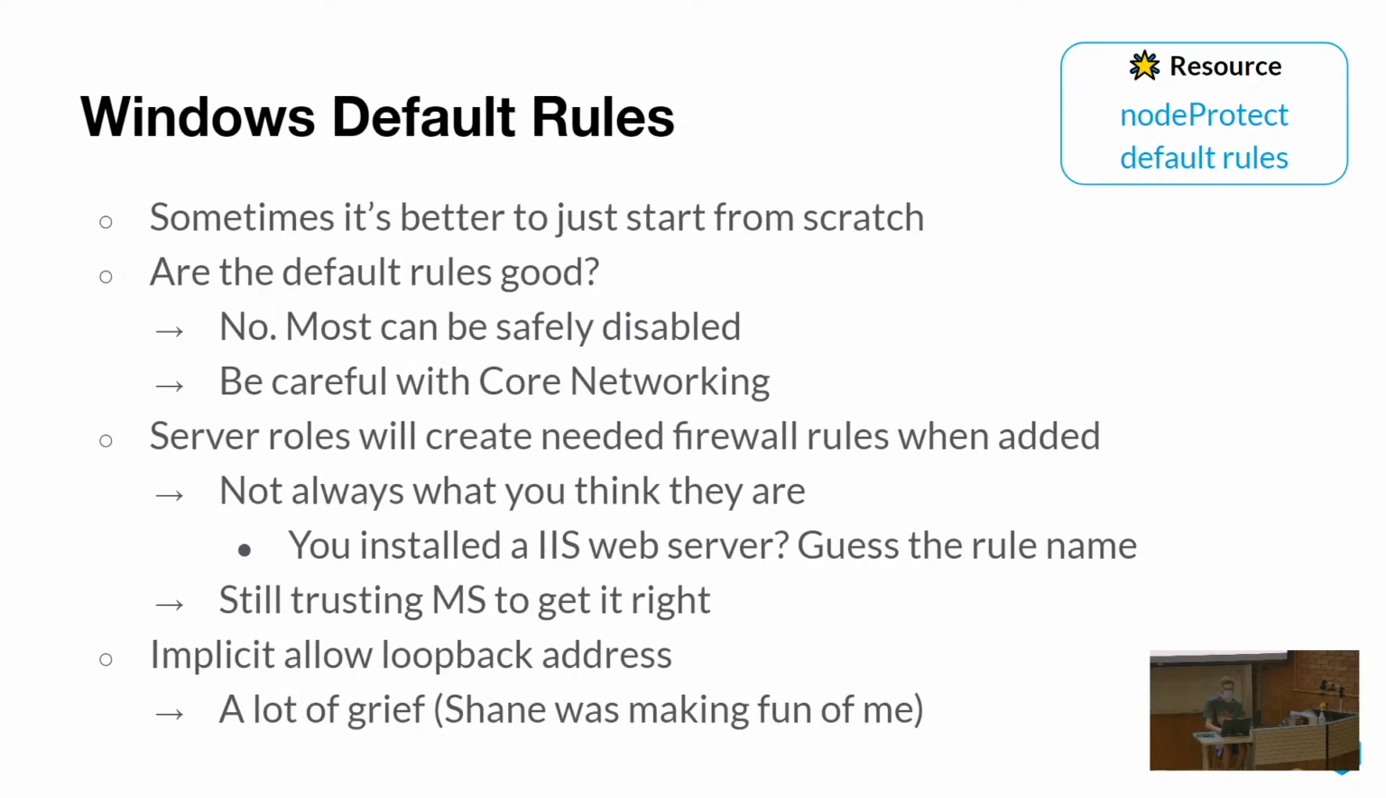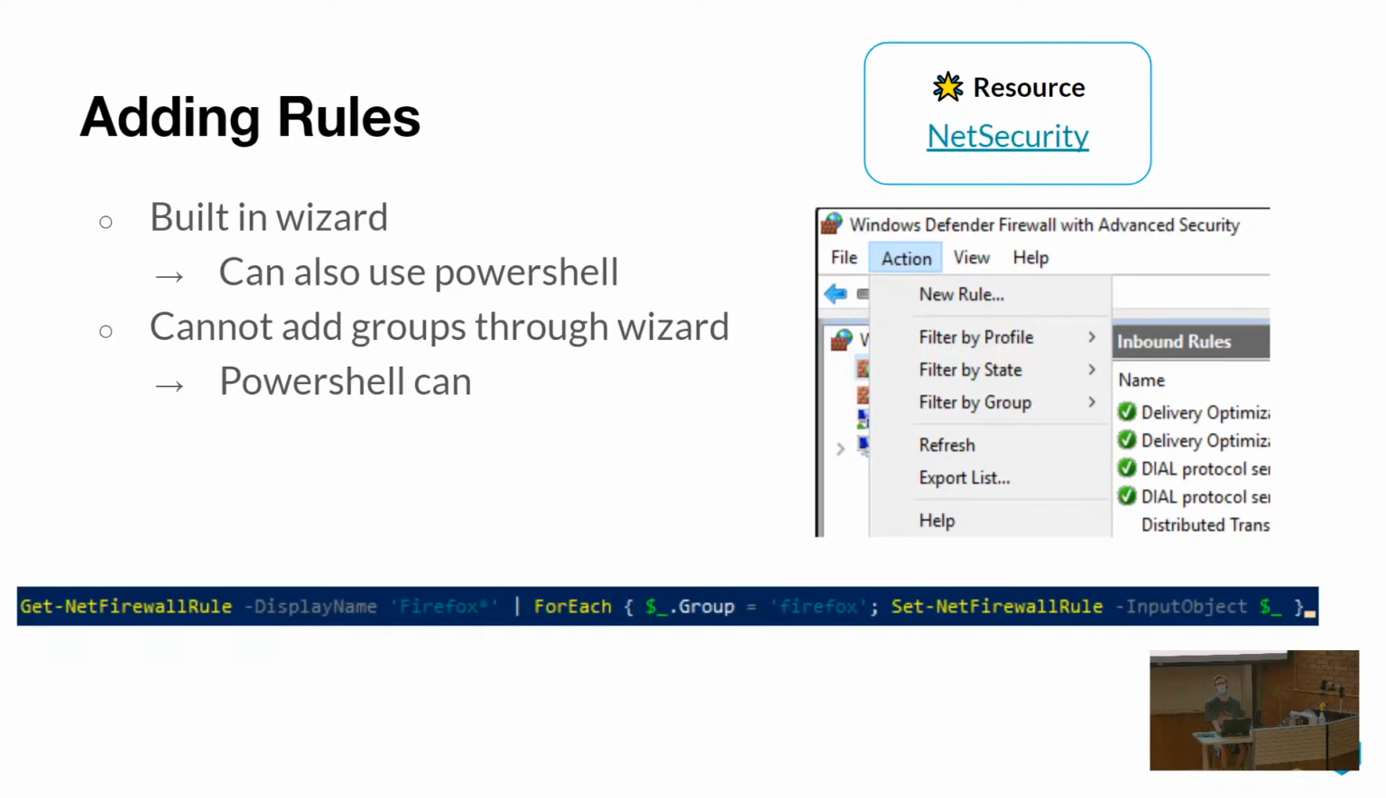So now that we have a basic underlying knowledge, we're going to go ahead and add our first rule. We're going to use the built-in wizard. The only downside of using the wizard is that you can't group stuff, and groups don't have anything. It's just when you're browsing through it, you can organize by group, so it's just filtering stuff. It doesn't really have any impact.